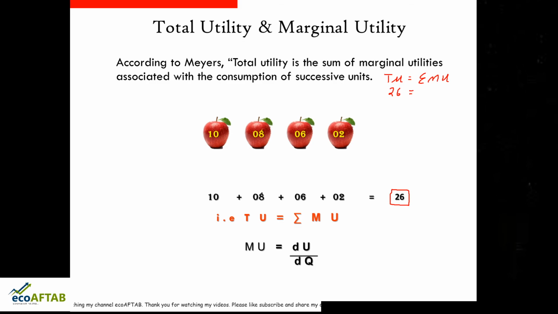And how have we got it? These numbers 10, 8, 6, 2. From the first apple we have got 10. From the second apple we have got 8. From the third apple we have got 6. And from the fourth apple we have got 2 utils of satisfaction. So this 10 plus 8 plus 6 plus 2 is the summation of marginal utilities. This is our marginal utility. When you add up all these things, what you get is the total utility. So this is what total utility and marginal utility are.